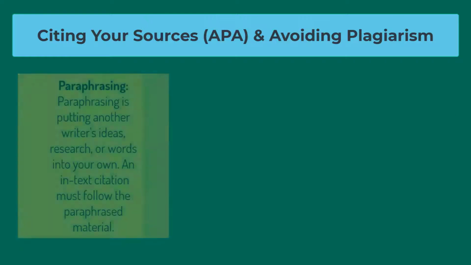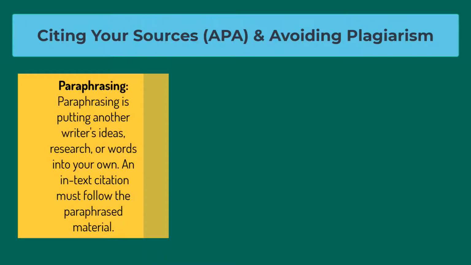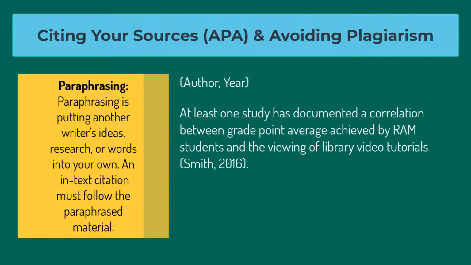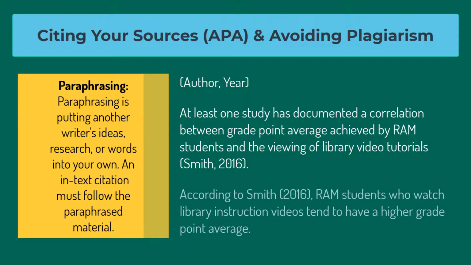Putting another author's words, research, or ideas into your own words is paraphrasing. Like a quote, this requires an in-text citation. In-text citations follow the author, year format. Parenthetical citations can be used if you're not referencing the author or authors as part of a sentence. If you're referring to the author or authors as part of the sentence, you'll use the same format, except only the year will be contained within parentheses.